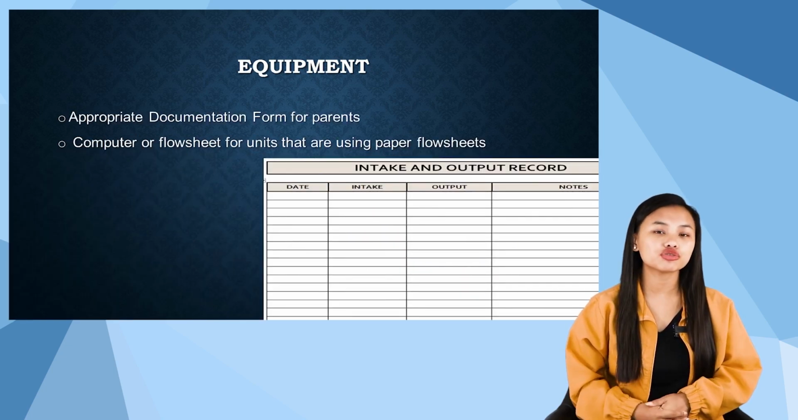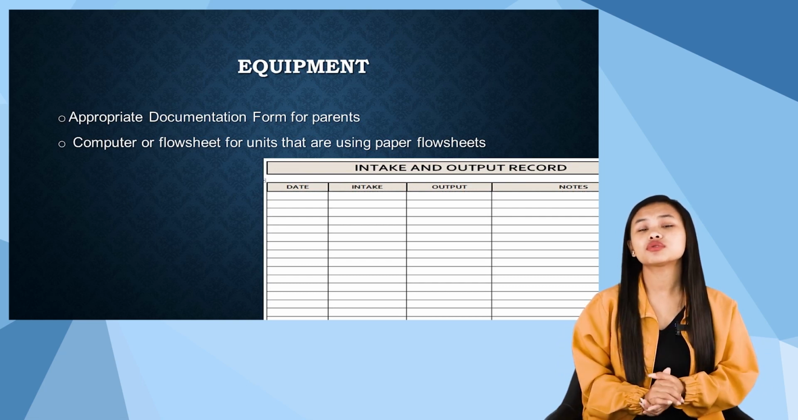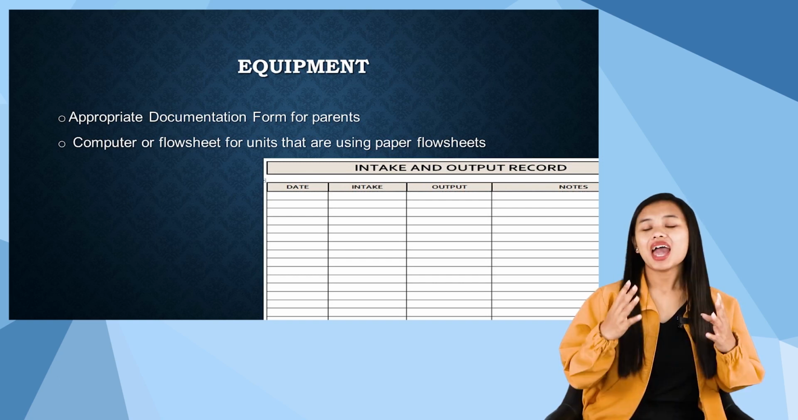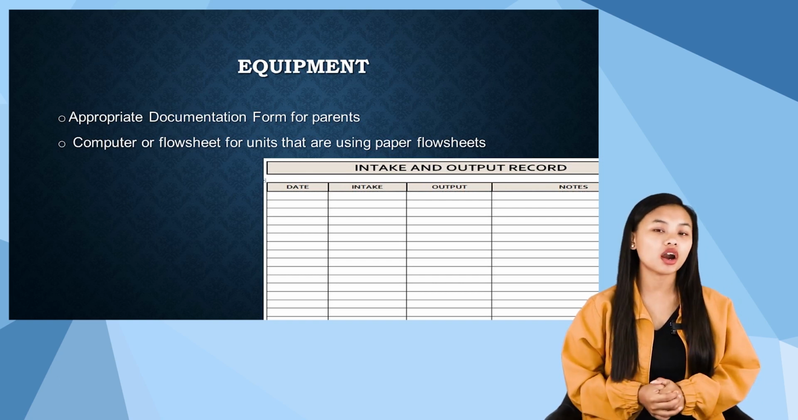And then there must also be an appropriate documentation form for the parents so that they will be able to note down the intake and output, as well as a computer or flow sheet for units who are using paper flow sheets. As I've said, it is very important that we monitor the intake and output of a patient, and it is also very important that you record this. Where will you record it? You will record it in the intake and output chart, right?